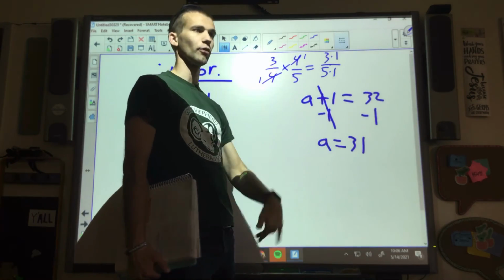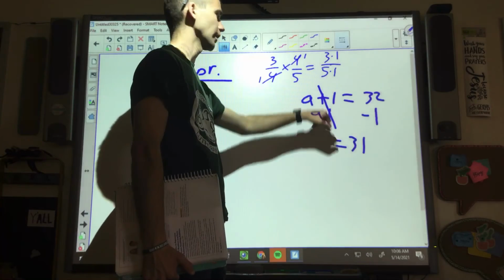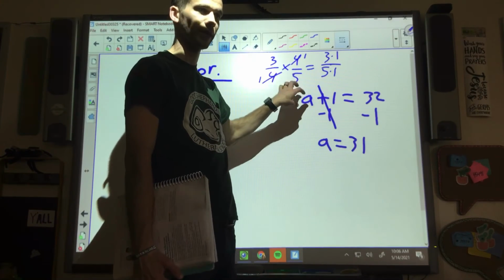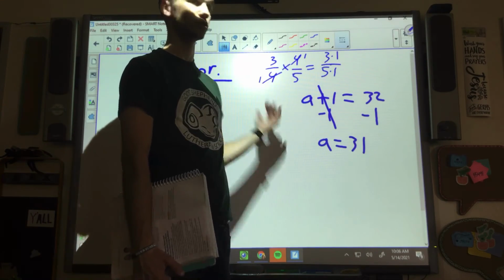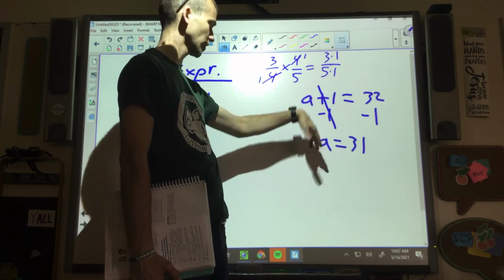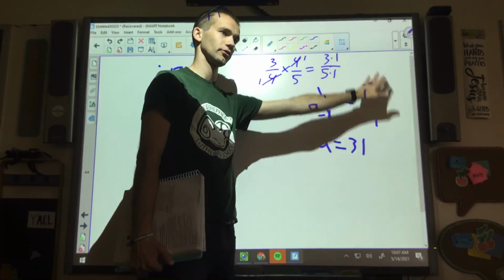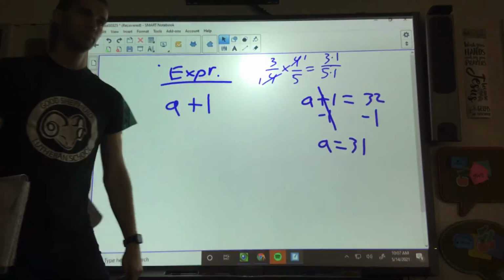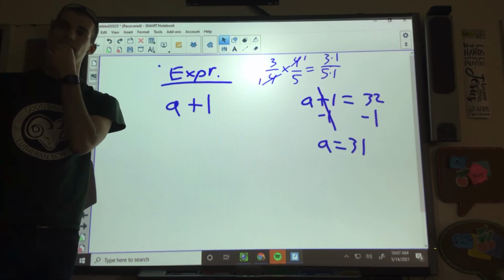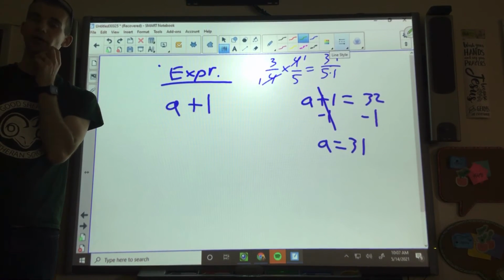And then we go back to what we know about equations and expressions, and how we have to get the variable by itself, or solve for the variable. We have to undo what's being done to the variable. What's the opposite of adding? Subtract. So we subtracted 1 from one side. Whatever you do to one side, you've got to do to the other, and you end up getting 31. Yes? Can you just make up any random number? You can.